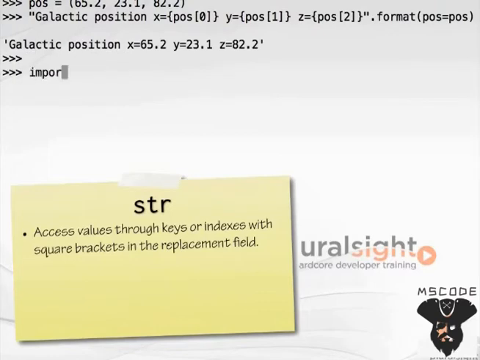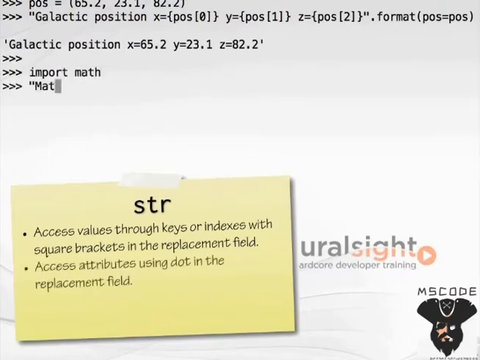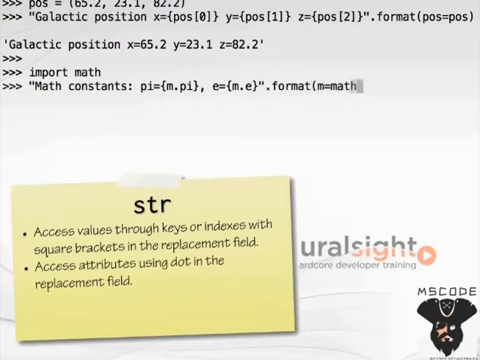We can even access object attributes. Here we pass the whole math module to format using a keyword argument. Remember, modules are objects too. Then we access two of its attributes from within the replacement fields, pi and e.